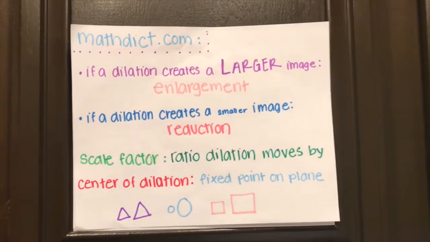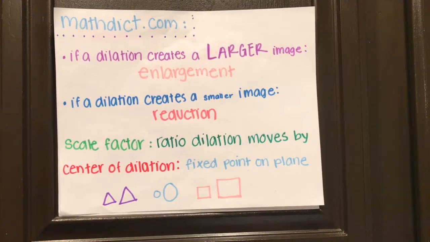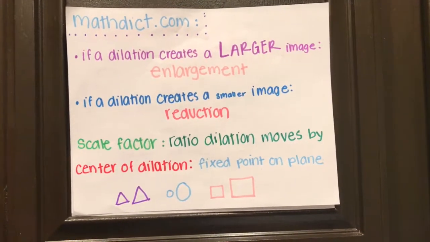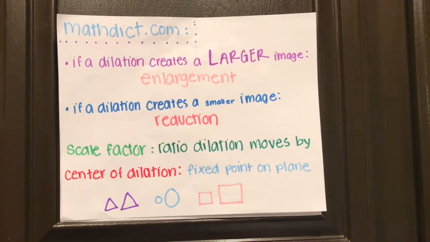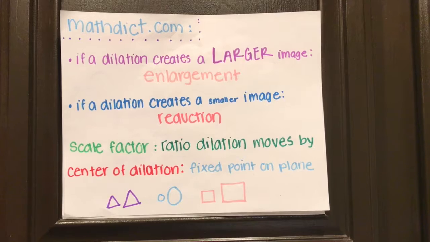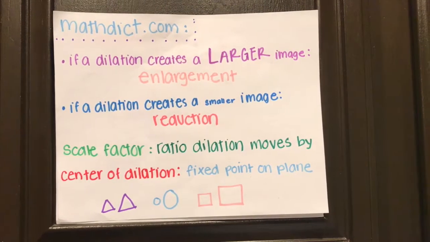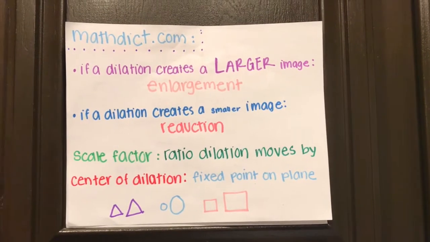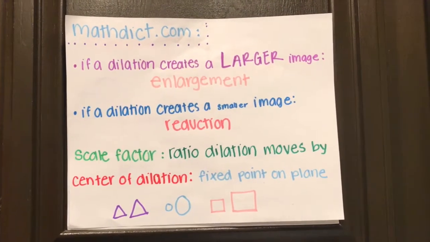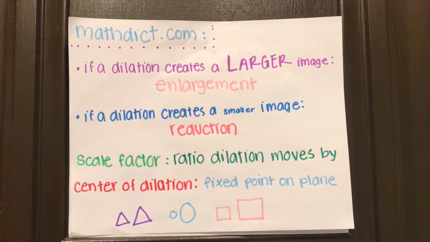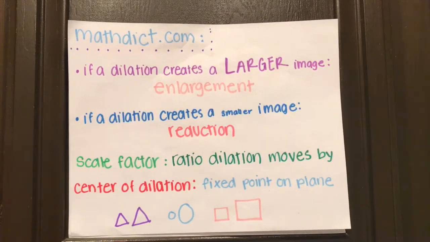To fully understand dilations, you have to know a little bit of vocab. If a dilation creates a larger image, it's called an enlargement. If it creates a smaller image, it's called a reduction. There's also the scale factor. Remember that. It's the ratio a dilation moves by. It's really important, so keep that in mind. And there's also the center of dilation, the fixed point on a coordinate plane where the dilation occurs.